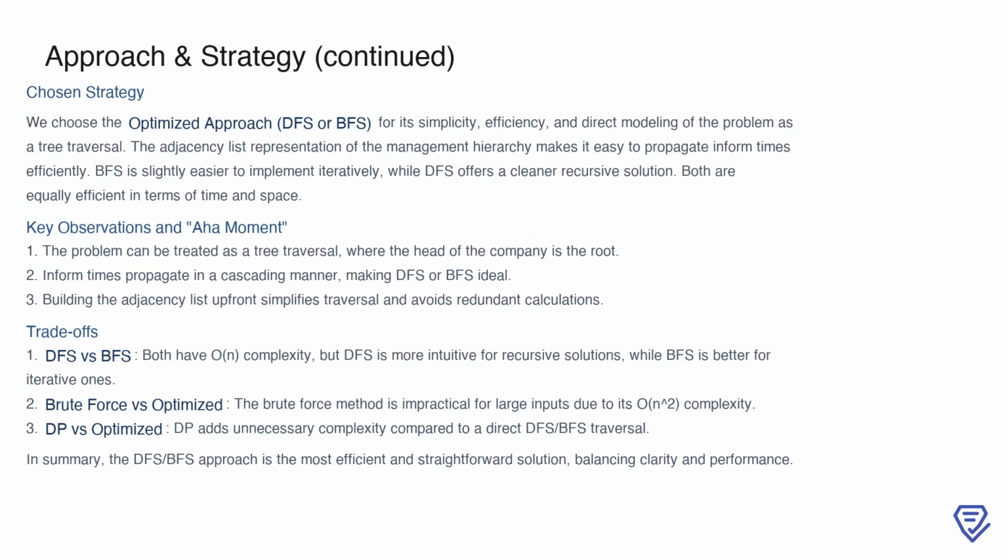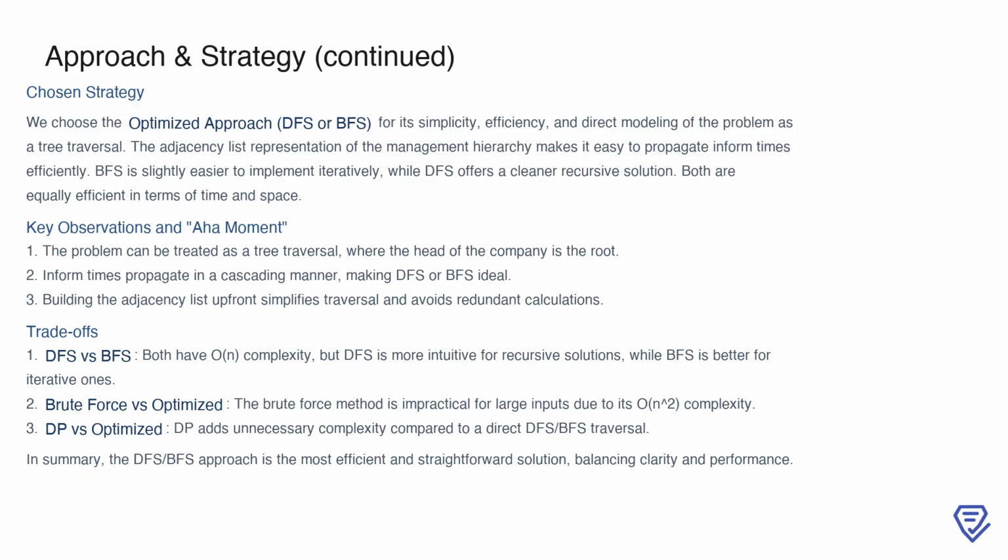The strategy we choose to implement is the optimized approach using DFS or BFS. This method is efficient, straightforward, and aligns well with the problem structure as a tree traversal. Representing the hierarchy as an adjacency list simplifies the process of propagating informed times. Between the two traversal methods, BFS is slightly easier to implement iteratively, while DFS offers a clean and intuitive recursive solution. Both, however, are equally efficient in terms of time and space.